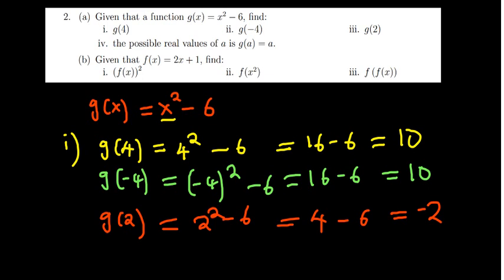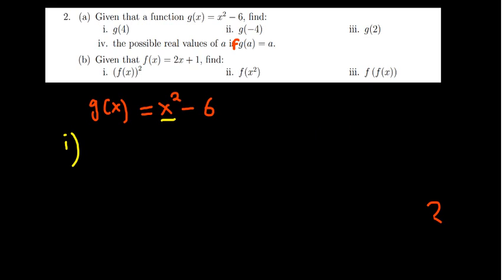Find the possible values of a. This was supposed to be if g of a is equal to a. So I can erase this. I believe you've understood how to go about all that. I was expecting them to put at least the inverse part, where they say find g inverse of x. We'll cover that later on.